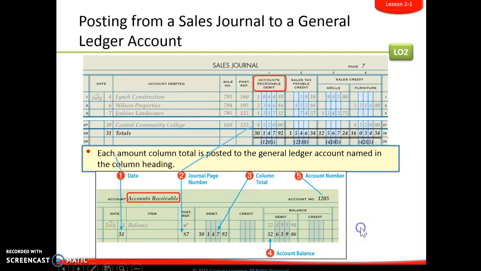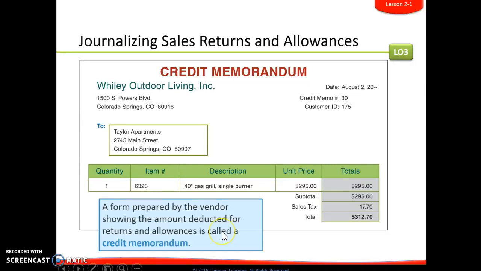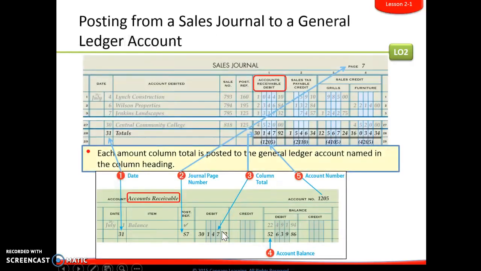We start with our date. We're then going to put in where we got this information. So S7 stands for sales journal, page 7. We're then going to put that as a debit. Remember, we look at the column heading. It is a debit. Then we're going to find our new balance. And then the last step is we're going to bring that account number up underneath that total showing that we've posted. And we're going to do that for each of these totals.